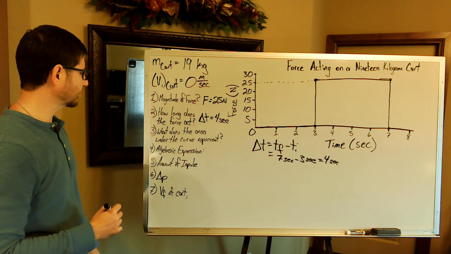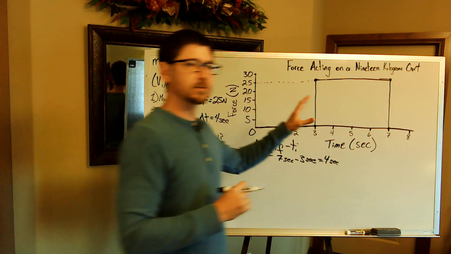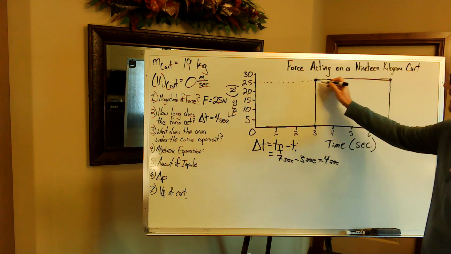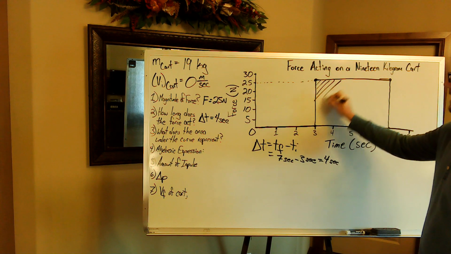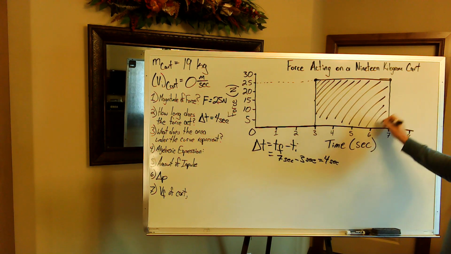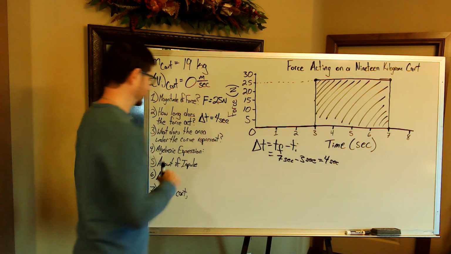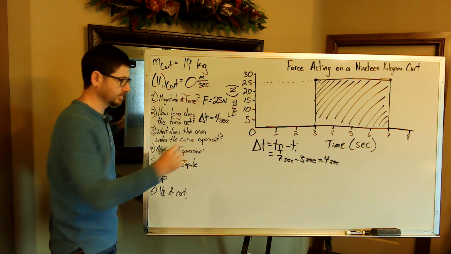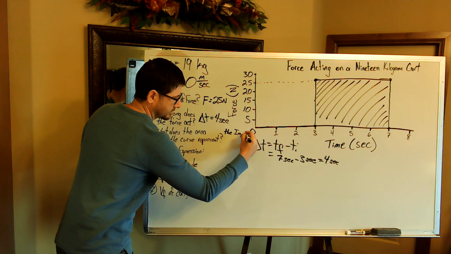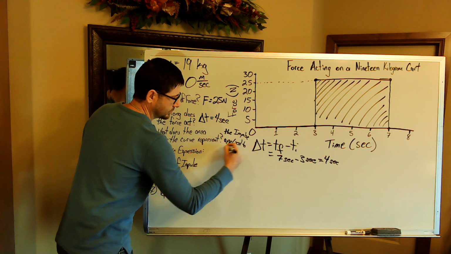Number 3, what does the area under the curve represent? Well, let's take a look at our graph here. We have an applied force over 4 seconds. So our area under the curve to the x-axis right here represents the impulse applied to the cart. So what does the area under the curve represent? Let's say the impulse applied to the cart.